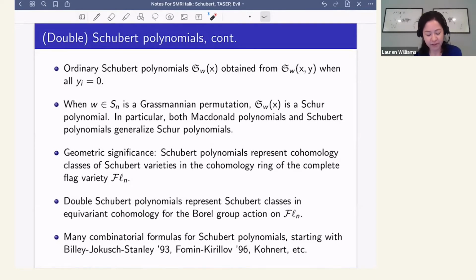There's also a geometric interpretation for double Schubert polynomials. And there's been a lot of work finding combinatorial formulas for Schubert polynomials, including Billey-Jockusch-Stanley, Fomin-Kirillov, Knutson, and others.